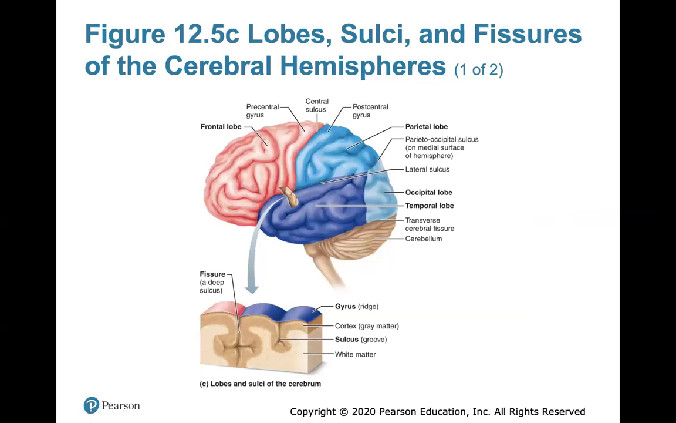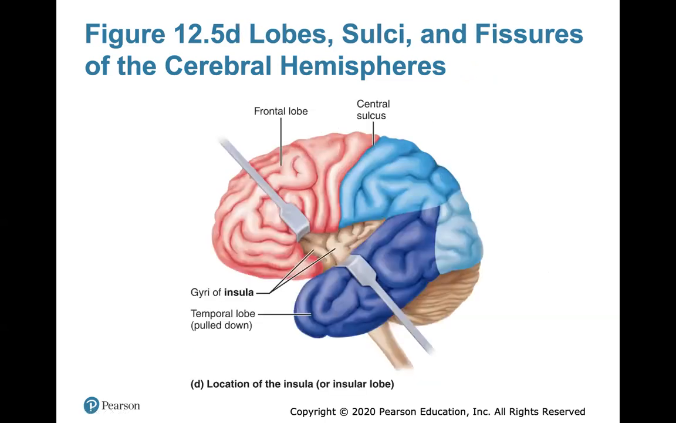Here's another look at the lobes, sulci, and fissures of the cerebral hemisphere, just to see how the different lobes are separated out, and the colors help you determine where one lobe ends and another one begins. The central sulcus divides the frontal lobe from the parietal lobe. The central sulcus is important because the gyri in front and behind of it are very important. The precentral gyrus and the postcentral gyrus both have really important motor and sensory functions that we'll talk about. So I really want you to pay attention to that precentral and postcentral gyrus.